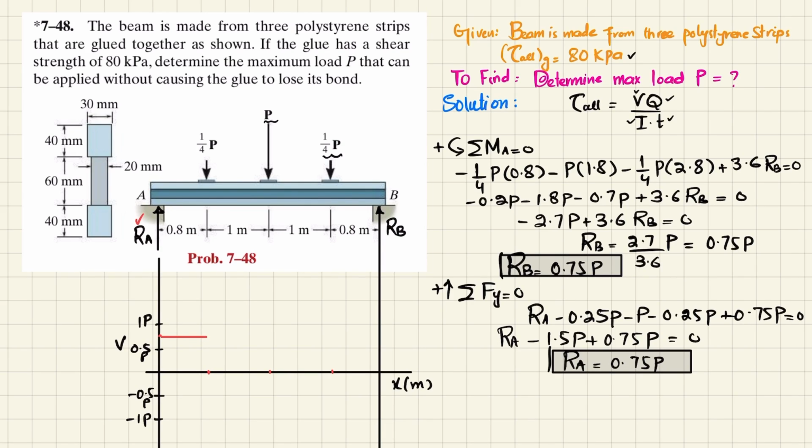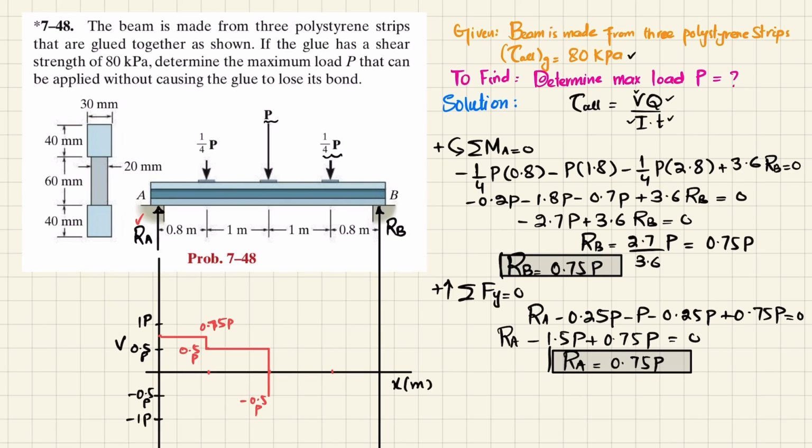Now at this point you can see you have minus 0.25 P. So 0.75 minus 0.25 will bring it to 0.5 P, so the shear force will change from 0.75 to 0.5 P. Now moving from this point till the middle of the beam, there is no other force, so it will remain horizontal. And here at the middle you have minus P, so 0.5 P minus P will be equal to minus 0.5 P. So the shear force will change from 0.5 to minus 0.5 times P.